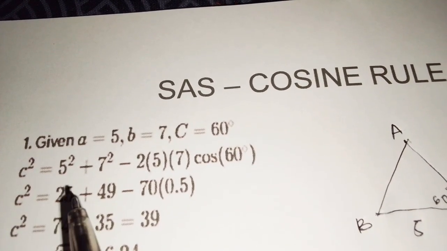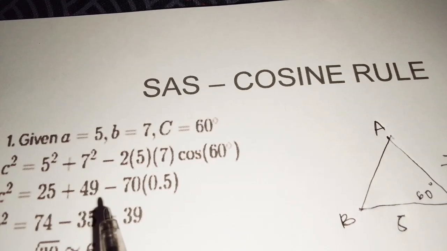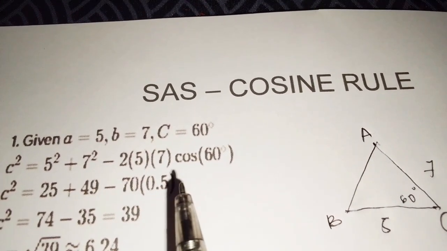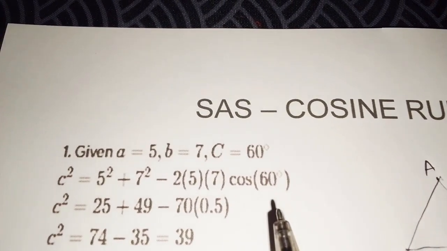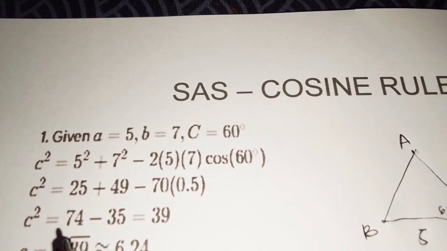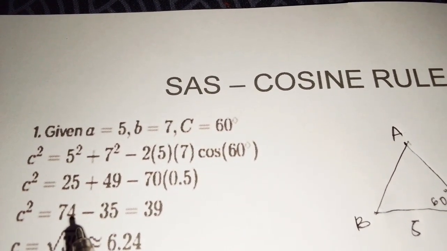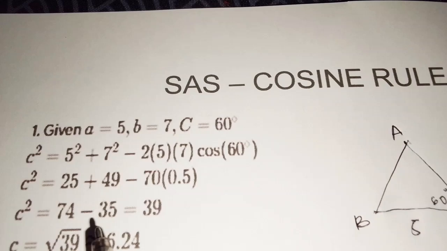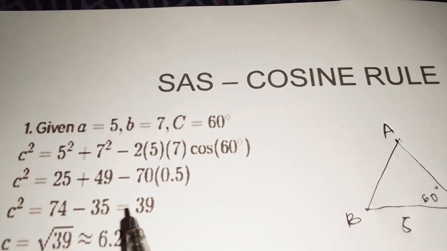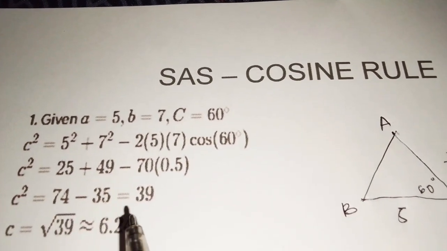And C squared is equal to 5 squared is 25 plus 7 squared is 49 minus 2 times 5 is 10 times 7 is 70. And remember, guys, that cosine 60 degrees is 0.5. Now C squared is equal to 25 plus 49 is 74, then minus 35, so giving us 39. So 74 minus 35 is 39.